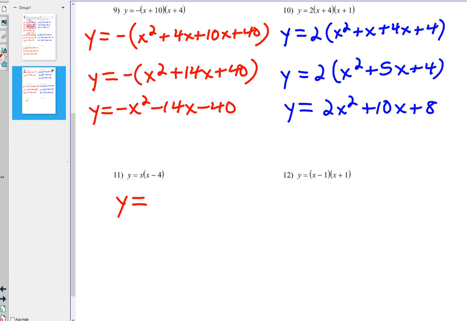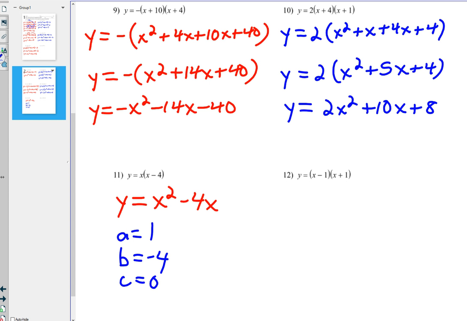What's x times x? X squared. What's x times negative 4? Negative 4x. There's no more parentheses. There's no more like terms, so this is standard form. But then, for some reason, if they were to ask you, what's A, what would you say? 1. What's B? Negative 4. What's C? 0. Good. So this function would pass through the origin because the y-intercept is 0.